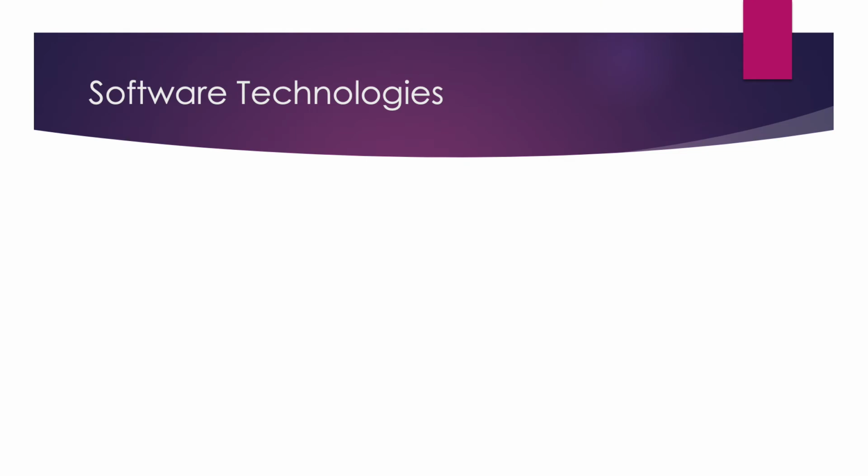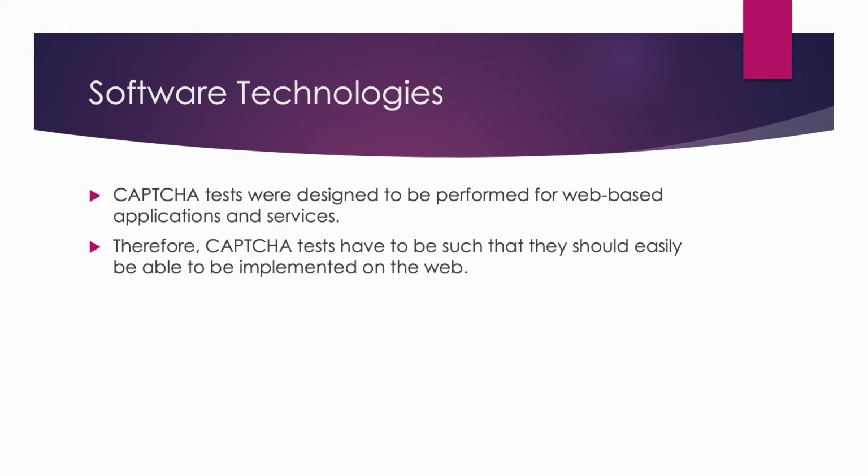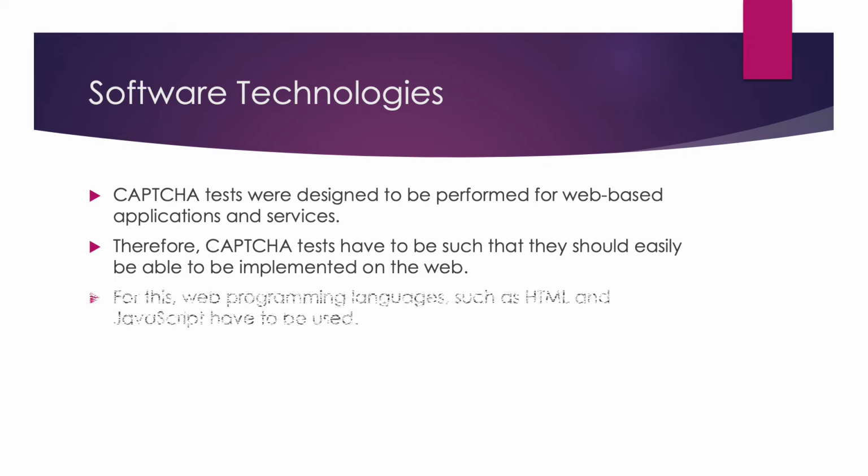Now let us go over some of the software technologies that can help to make CAPTCHA games. Now, from progress video 1, we know that CAPTCHA tests were designed to be performed for web-based applications and services. Therefore, CAPTCHA tests have to be such that they should easily be able to be implemented on the web. For example, they should be able to execute in any popular web browser such as Chrome, Safari, Firefox, Opera, etc. And they have to be fast in loading so that it doesn't take up a lot of the user's time.